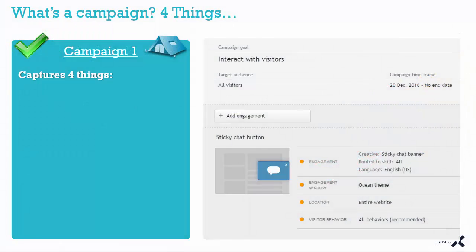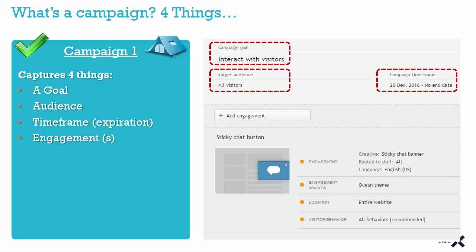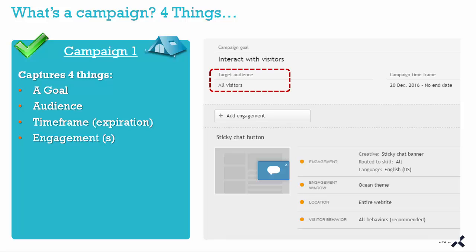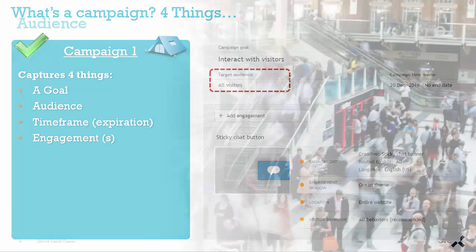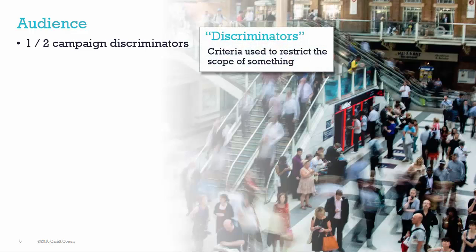Now, you'll recall that the audience is configured as part of the campaign, along with a campaign goal, timeframe, and engagements. By default, a campaign targets all visitors. But since we want to be more specific, we'll click to create a new audience resource in our library of audiences. Now, the audience is one out of two discriminators or filters in a campaign, discriminators being the criteria we use to restrict the scope of a campaign.